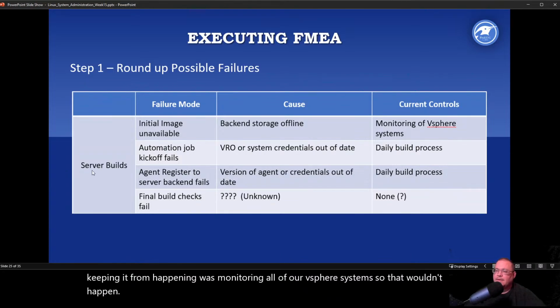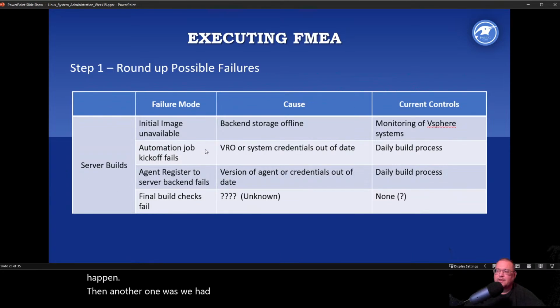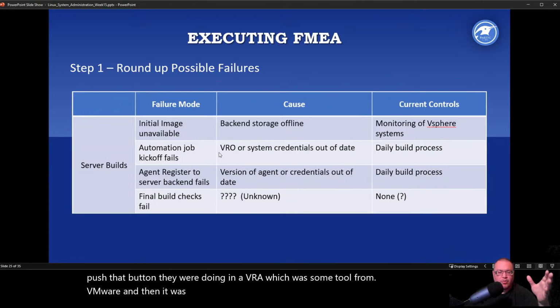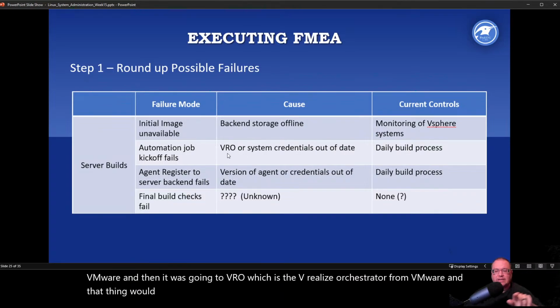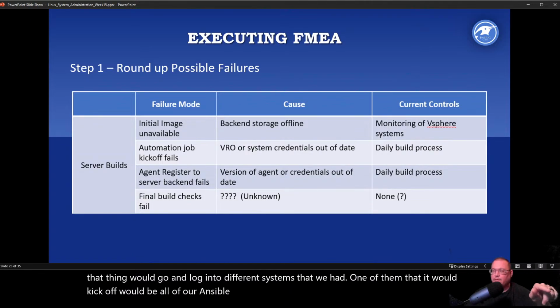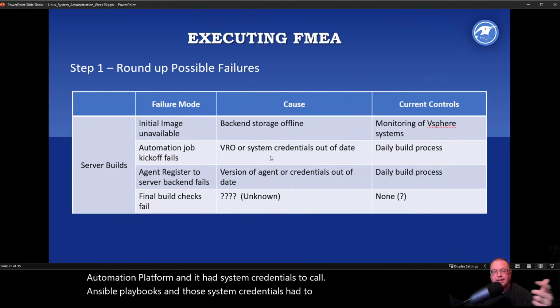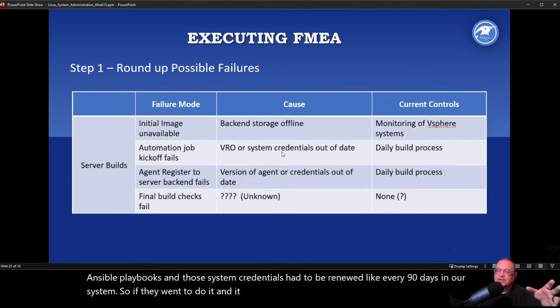Okay. Then another one was we had automation job kickoffs fail. What would happen is as they pushed that button, they were doing it in vRA, which was a tool from VMware. And then it was going to vRO, which is the vRealize Orchestrator from VMware. And that would log into different systems that we had. One of them that it would kick off would be all of our Ansible tools from Tower, or what became Ansible Automation Platform. It had system credentials to call Ansible playbooks, and those system credentials had to be renewed every 90 days in our system. So if they went to do it and it failed, the system credentials would just be out of date.